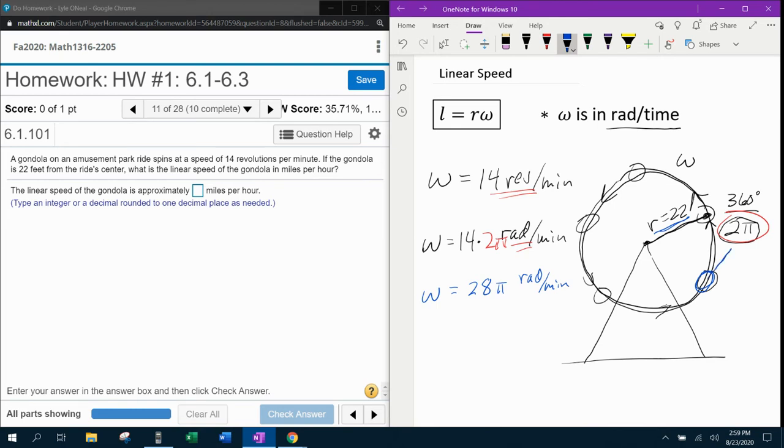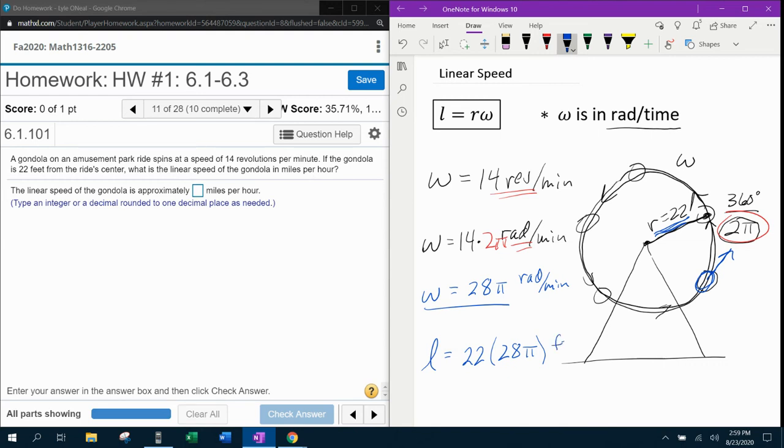No, you're going to take off in a straight line and you're going to end up on the ground, maybe injured or dead, okay? So anyway, now that we have the angular speed and the radius, we can now find the linear speed. Plugging into the formula, that's going to be the radius, which is 22, times our angular speed, which is 28 pi.